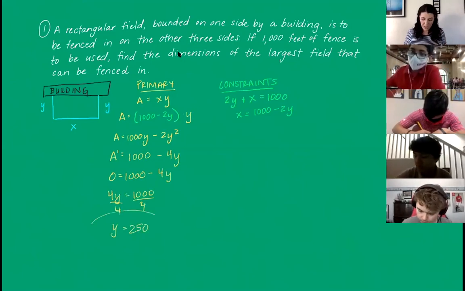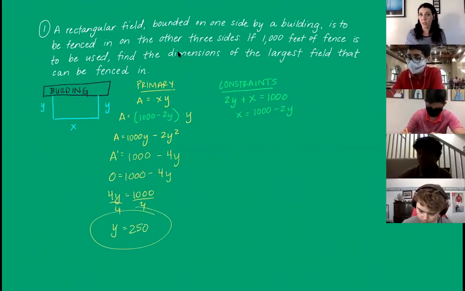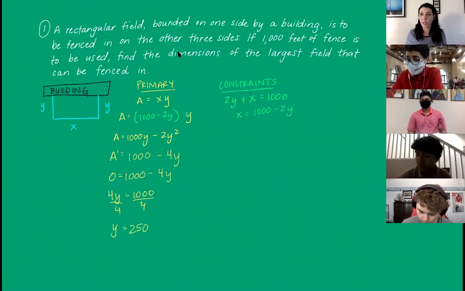Common mistake, students box this, move on. That's not what the question asked for. It wanted us to find the dimensions of the largest field that can be fenced in. Okay, so I know what y is now. I know y is 250. How do I find x? Anybody have an idea? How do I find x?